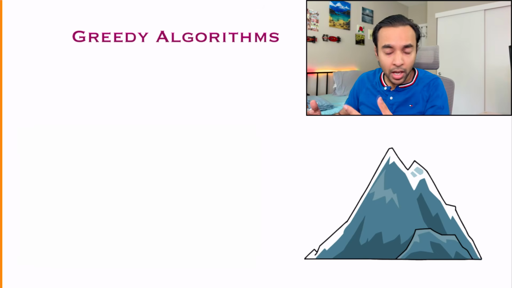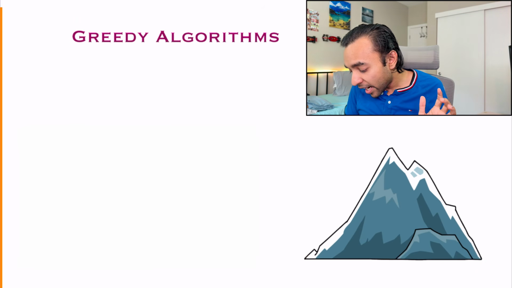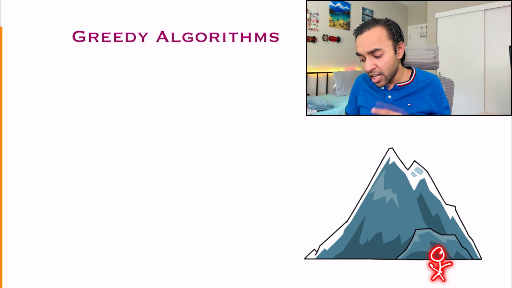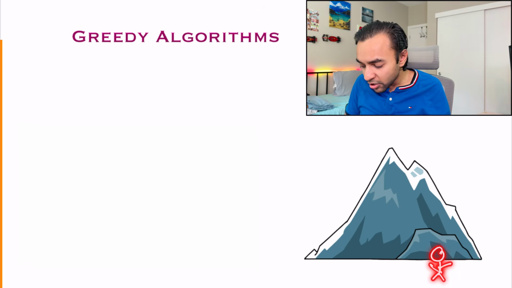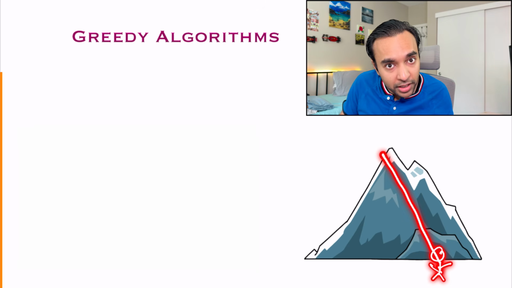But the caveat over here is that you need to be a little careful when it comes to greedy algorithms, because sometimes the greedy approach may not be the optimal one, or it may not even lead you to a correct solution. For example, think like this. Let us say there is a mountain, correct? And you are standing over here at the bottom. What does a greedy approach say? If you have to climb to the top, what is the shortest path? Just go straight ahead, right? This is the shortest path.